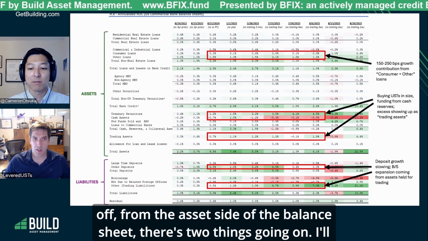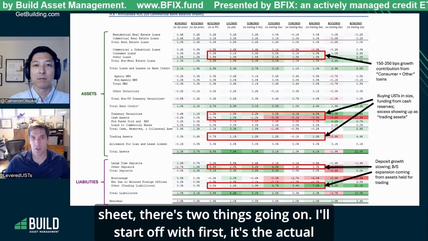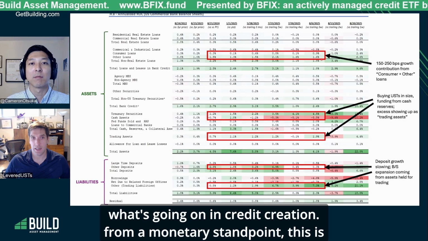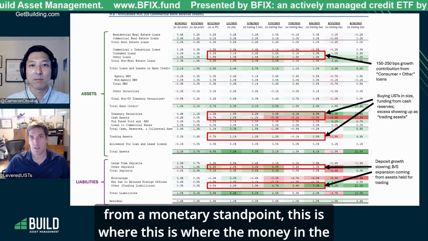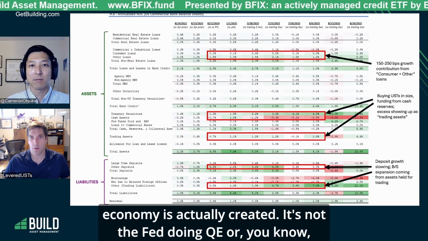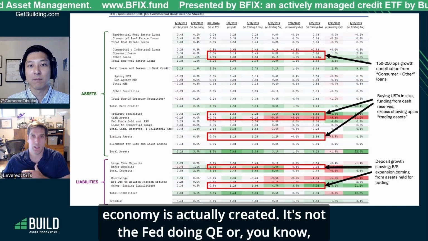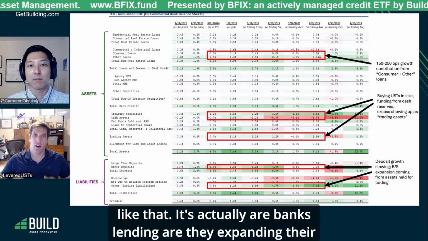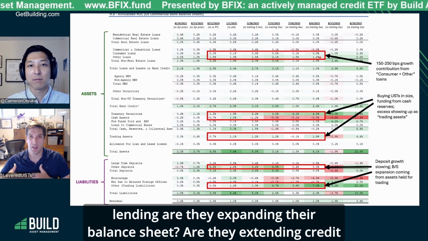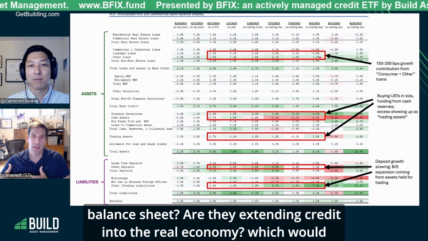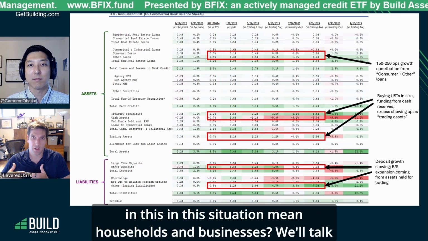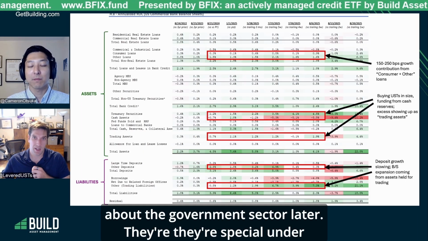So first off, from the asset side of the balance sheet, there's two things going on. I'll start off with what's going on in credit creation from a monetary standpoint. This is where the money in the economy is actually created. It's not the Fed doing QE or lowering the Fed funds rate, something like that. It's actually our banks lending. Are they expanding their balance sheet? Are they extending credit into the real economy, which in this situation means households and businesses? We'll talk about the government sector later.